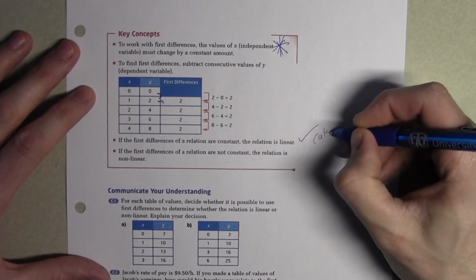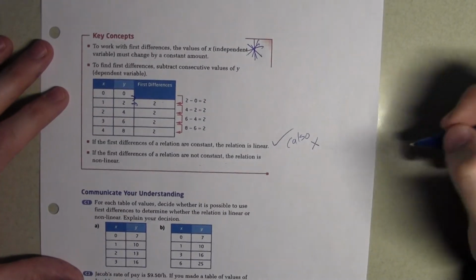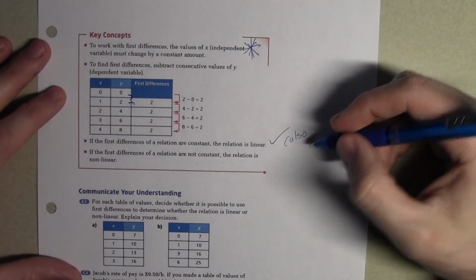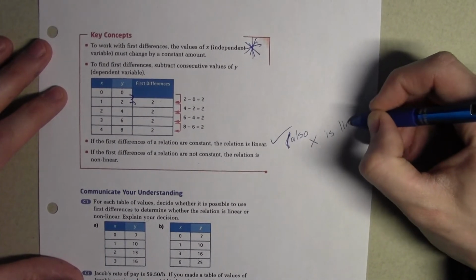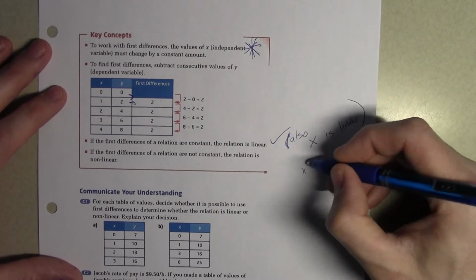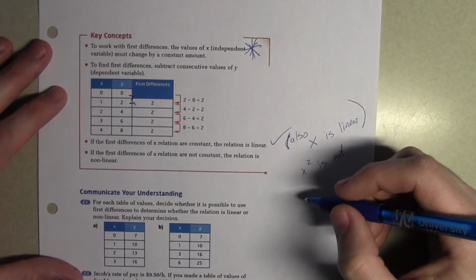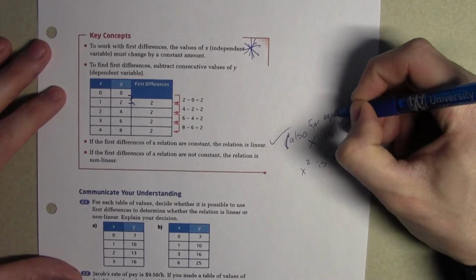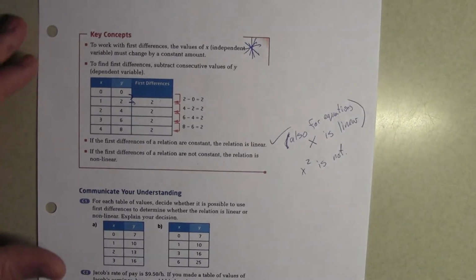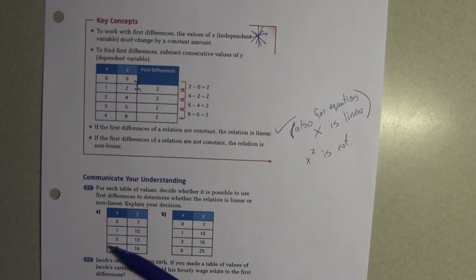Also, for equations, x is linear, x squared is not, or any variation. Any questions?